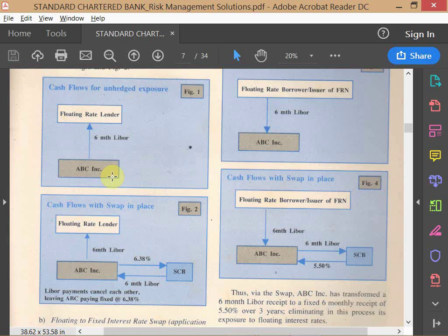Are you following what I'm saying? Because I've been able to swap my liability from flat LIBOR to a 6.38 rate, which means another way of putting this is to say that the 6.38 is like a 5-year LIBOR rate.